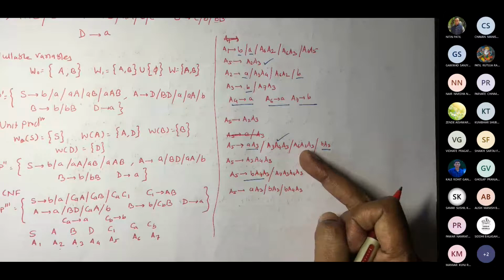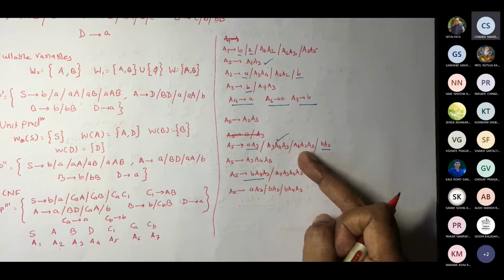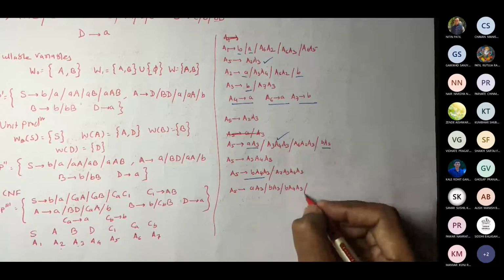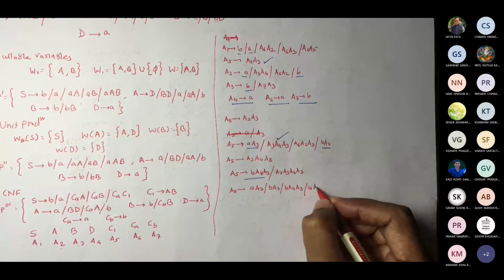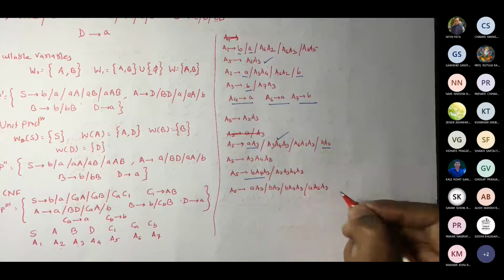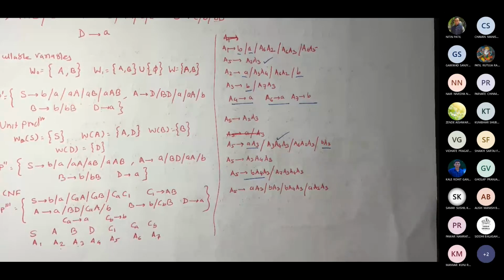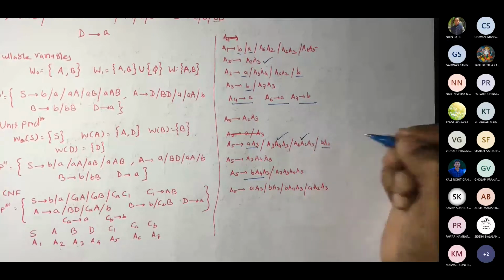What is A6? A6 is A. So let us write it. So what it would be? A, A2, A3. Am I right? Yes, sir. So this is done.